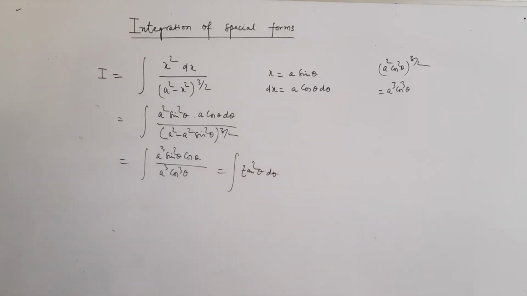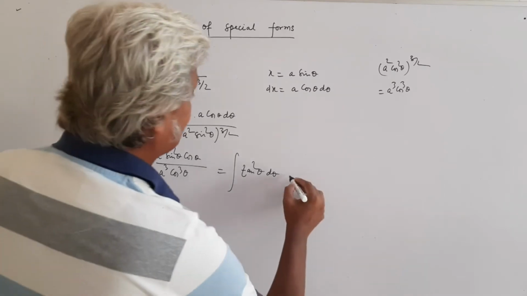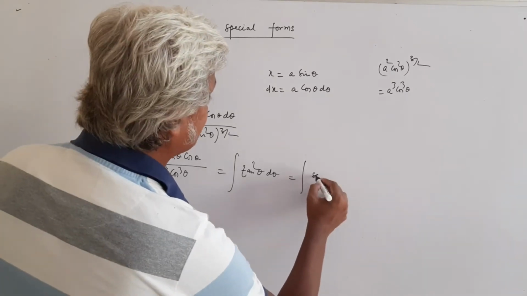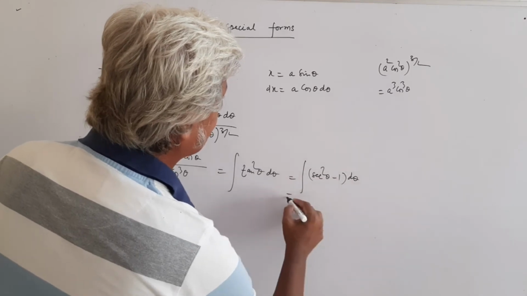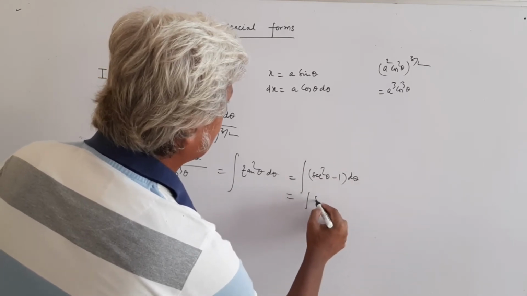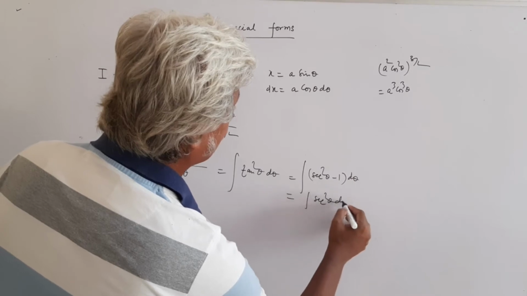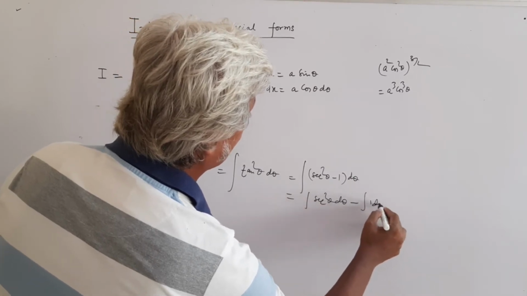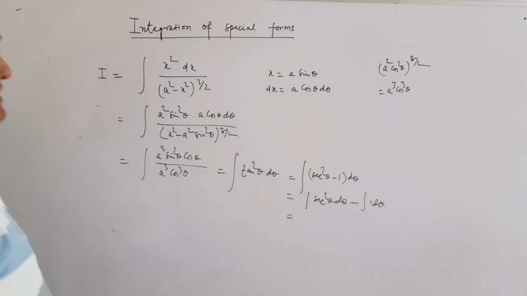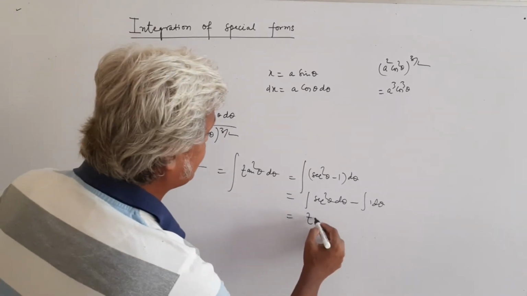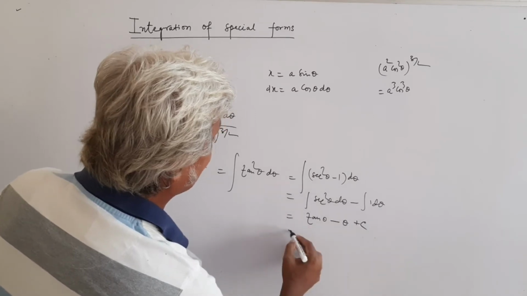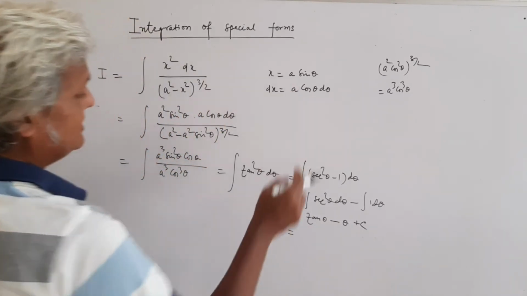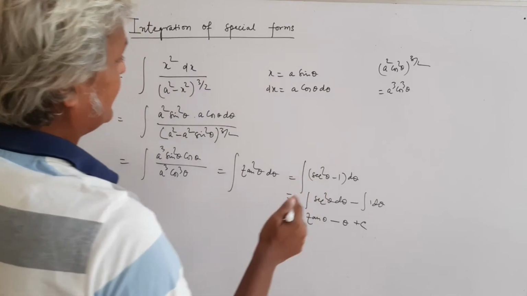We know that tan square theta is not directly integrable, so in place of this we write sec square theta minus 1 d theta. The integration of sec square theta d theta is tan theta, and minus the integration of 1 d theta, which is theta. What is the value of tan theta? What is theta? Theta is sine inverse x over a.